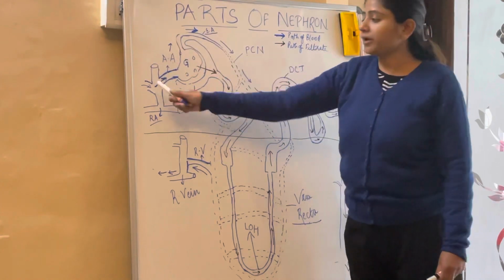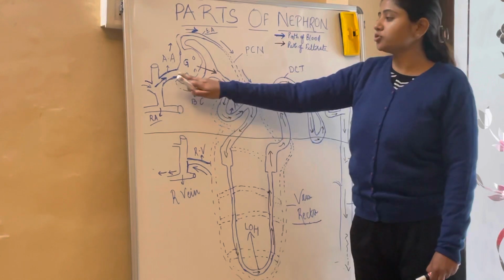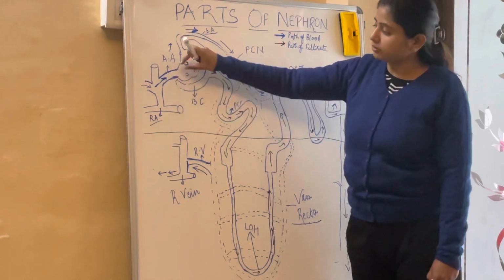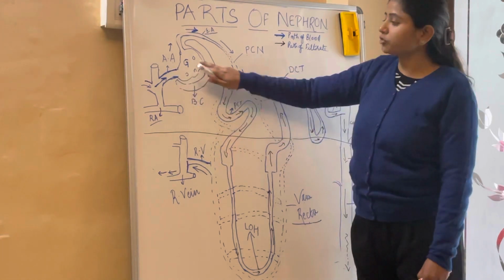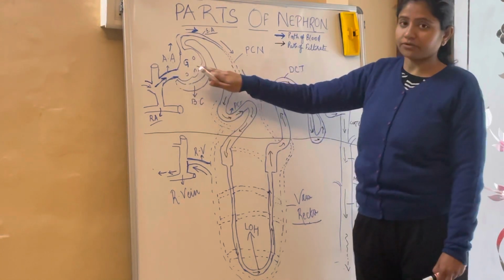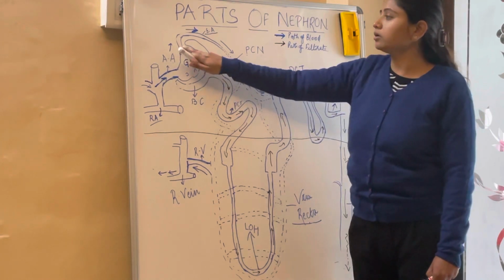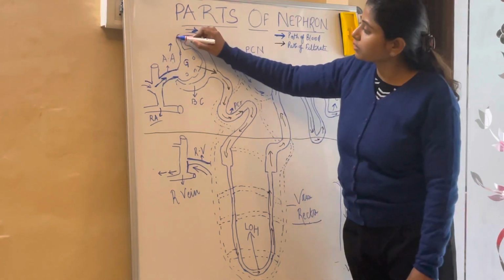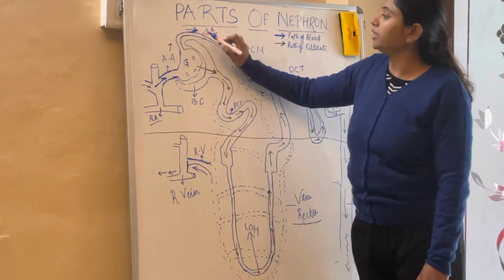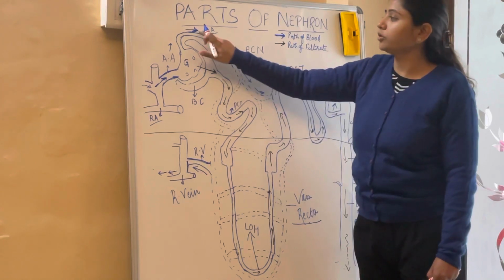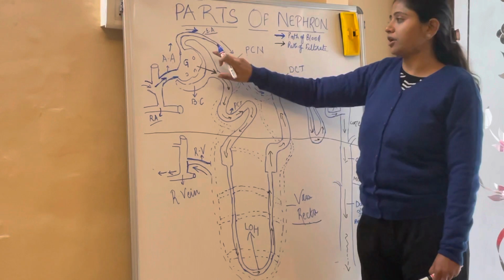Now blood is coming from the renal artery. This is the renal artery. It goes into this afferent arteriole. This is a thick branch. This is the afferent arteriole. From the afferent arteriole, it goes into the glomerulus, right? The glomerulus is a body of capillaries. Now from here, the blood goes into the efferent arteriole. Here you can see the blue arrow. Here the blood is there in the efferent arteriole.